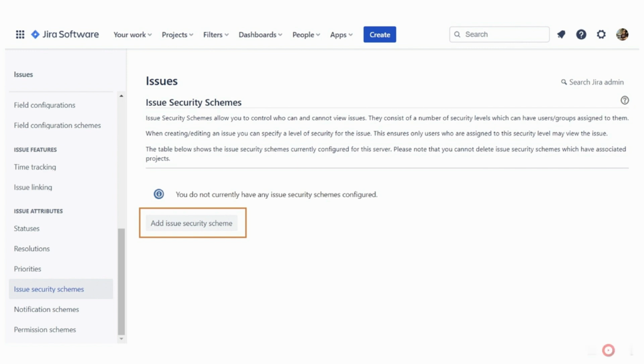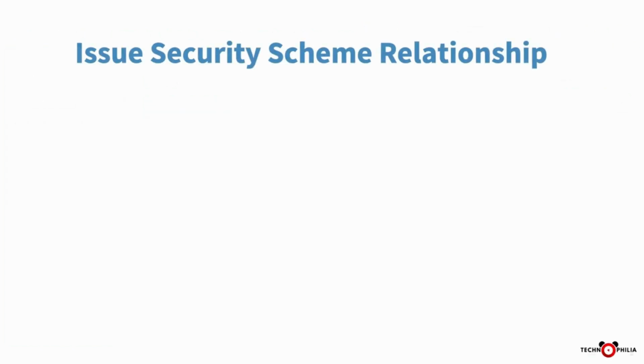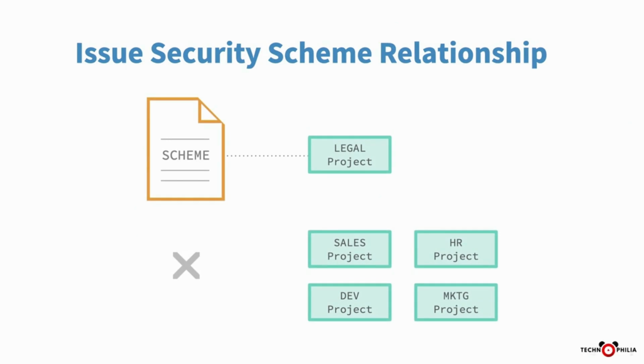If you need one, you must manually create it, add levels, add users and groups to the levels, and associate it with the project. Keep in mind, many issue security schemes and levels can impact performance. Projects are not required to have an issue security scheme. In this example, the legal project has one, but the other projects don't, and that's a common use case.